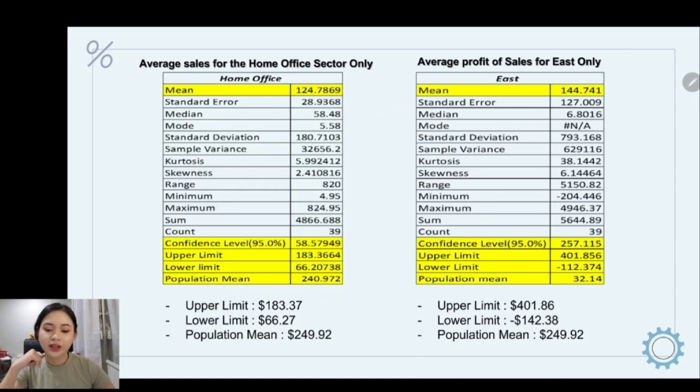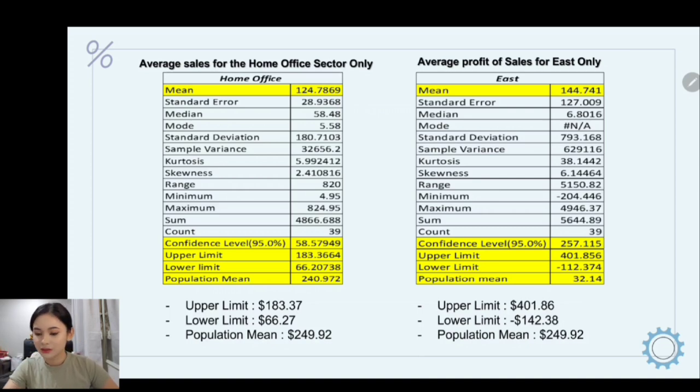So this is what we call average sales for the home office sector. On the left side, this is the home office sector. You can see the highlighted mean, confidence level, upper limit, lower limit, and population mean. This is how we find the upper limit and lower limit. The upper limit for the home office sector is $183.37 and the lower limit is $66.27. So I am 95% confident that the population mean is 249 based on the confidence interval.